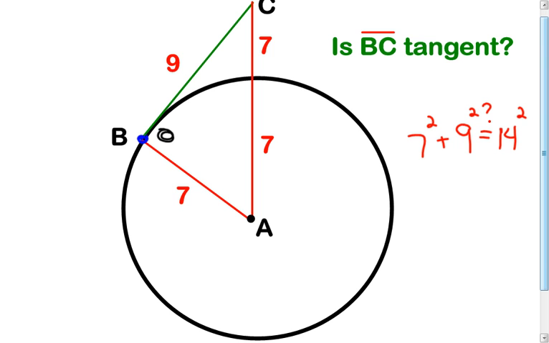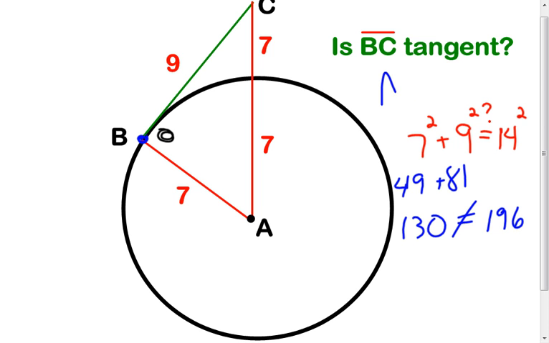Is it really equal? Well, now it's a matter of squaring numbers and adding. So I have 49 plus 81. Add those two numbers together, I'm going to get 130. And then when I square 14, I end up with 196. Well, those two things are definitely not equal. So to answer the question, is segment BC tangent to the circle? It is not. No.